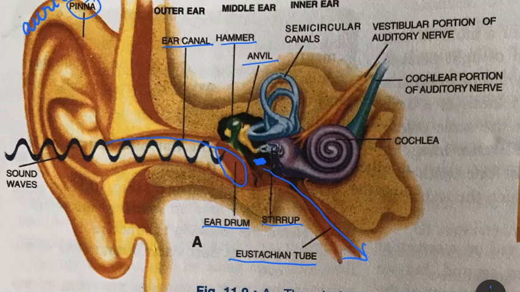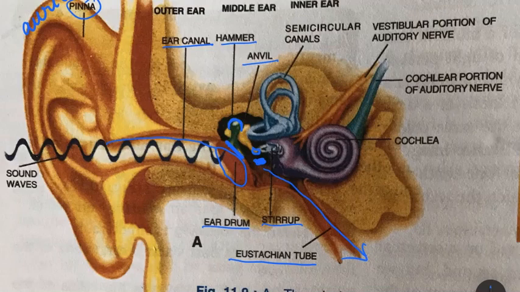So if I ask you what are ear ossicles, you must be able to tell me that they are the three tiny bones present inside the ear: malleus, incus and stapes. So here you can see how the handle of the hammer is connected to the eardrum. The other part is connected to the anvil and the anvil is connected to the stirrup. So there is a connection from the eardrum to the hammer, anvil and stirrup, or malleus, incus and stapes.